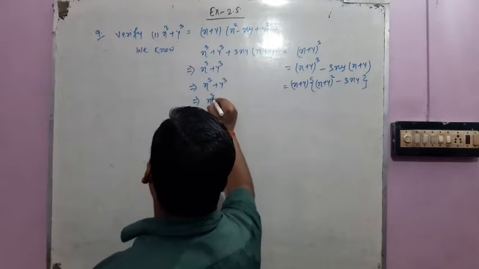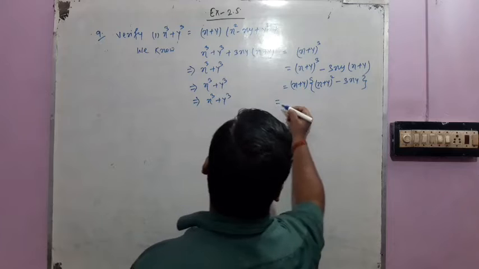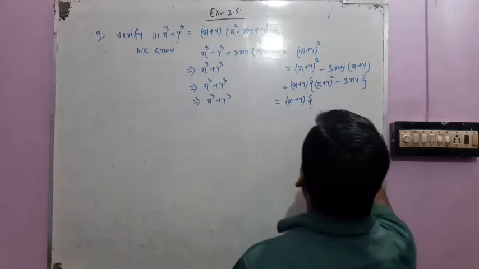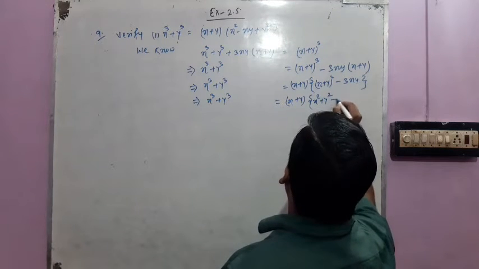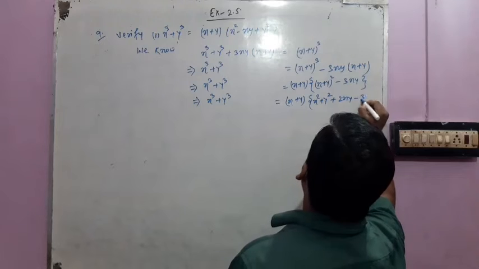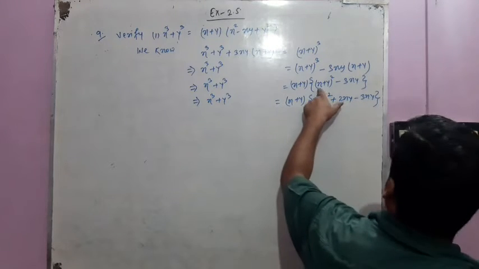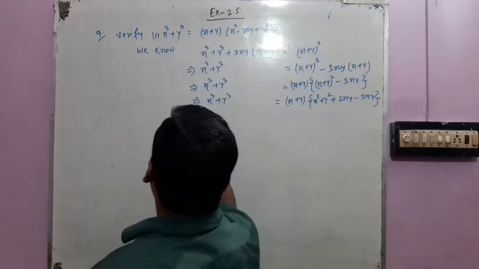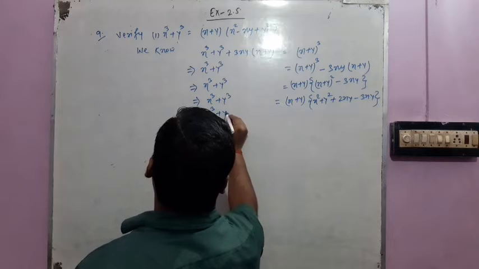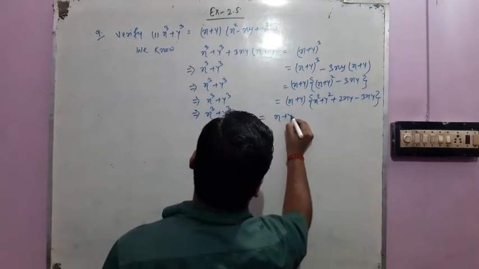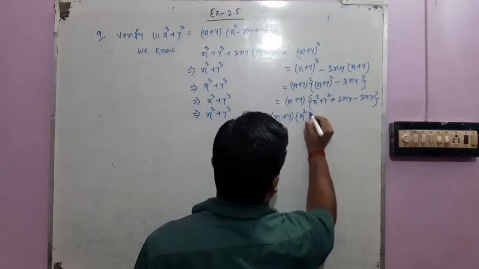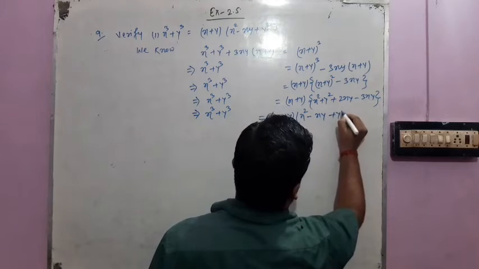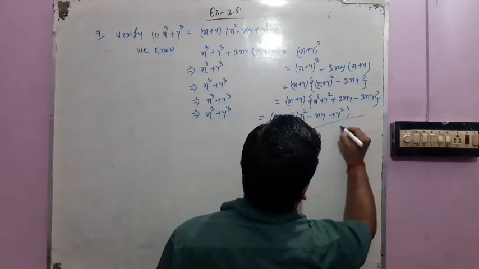Now x cube plus y cube is equal to (x plus y) into, and what is the whole square of x plus y? x square plus y square plus 2xy, minus 3xy. When we simplify it, we get x square plus y square plus 2xy minus 3xy. Now x cube plus y cube is equal to (x plus y) into (x square minus xy plus y square), that is equal to RHS. Verified.